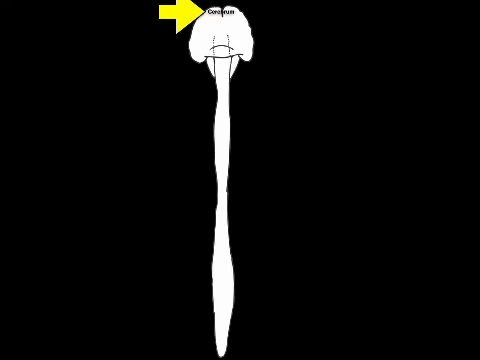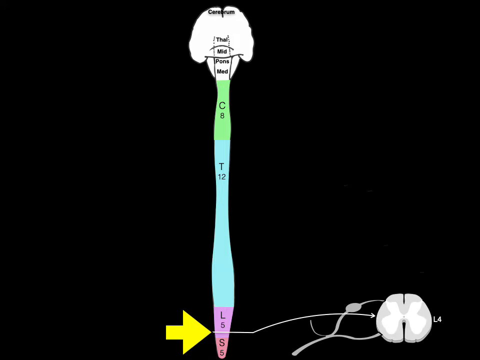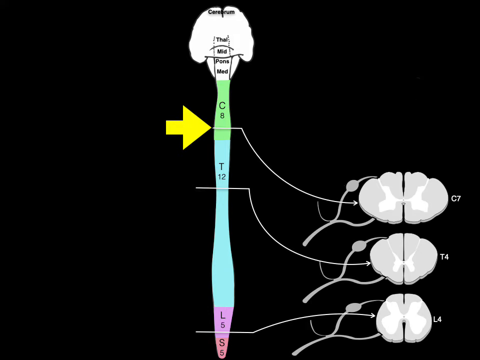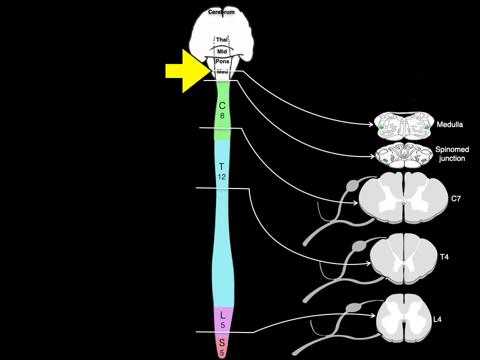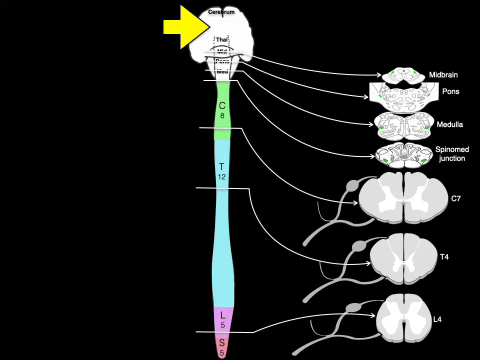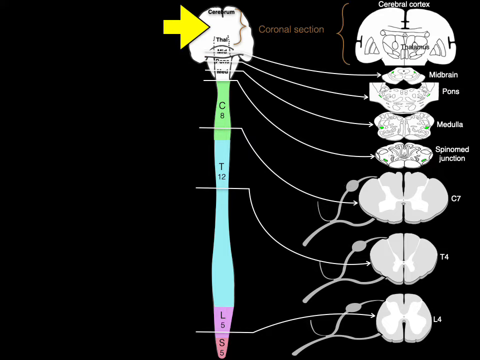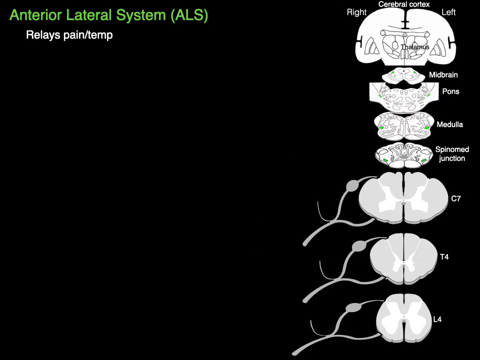Let's do it again. So here we're going to show this illustration that I did, where there's the cerebrum and there's the thalamus, and then midbrain, pons, medulla, and then there's the cervical, thoracic, lumbar, and sacral spinal cord levels. Now what we're going to do is take a cross section through the lumbar, and one through the thoracic, and one through the cervical, and also in that spinomedullary junction, and then a cross section through medulla, pons, midbrain, and then a coronal section through the cerebral cortex and thalamus, and show right and left sides. And that's the model we're going to use to relay the pain and temperature.